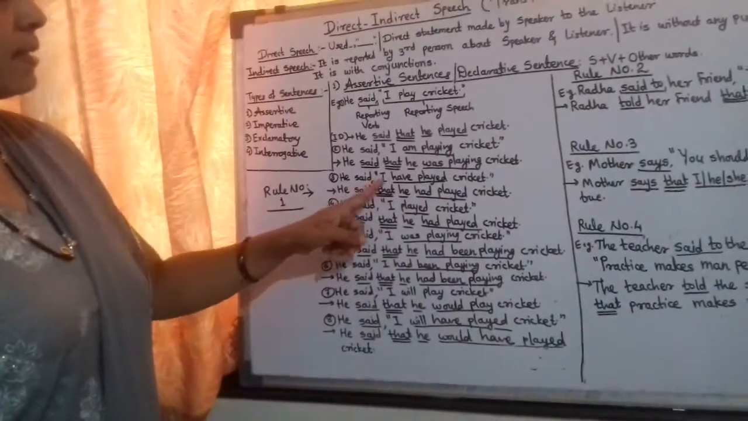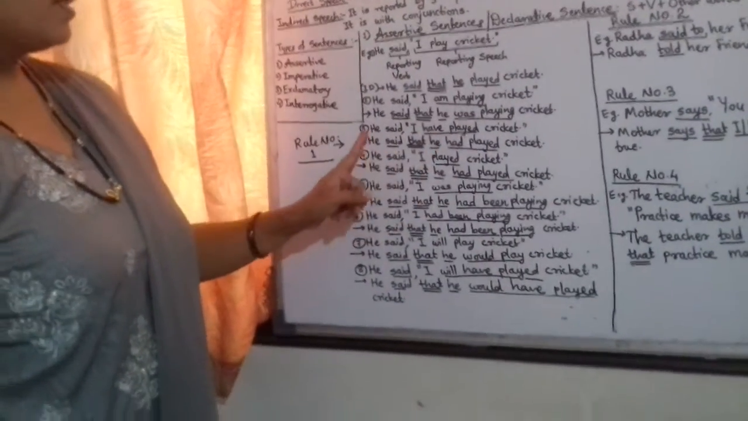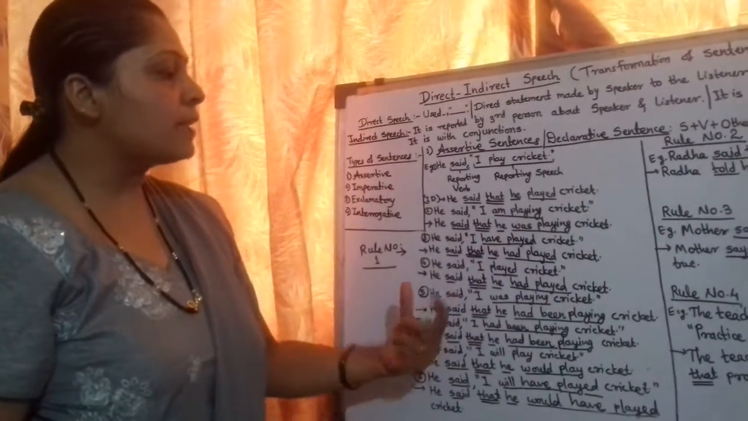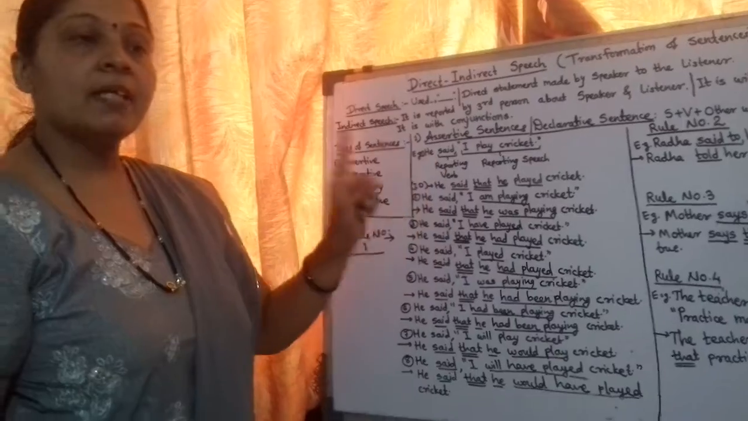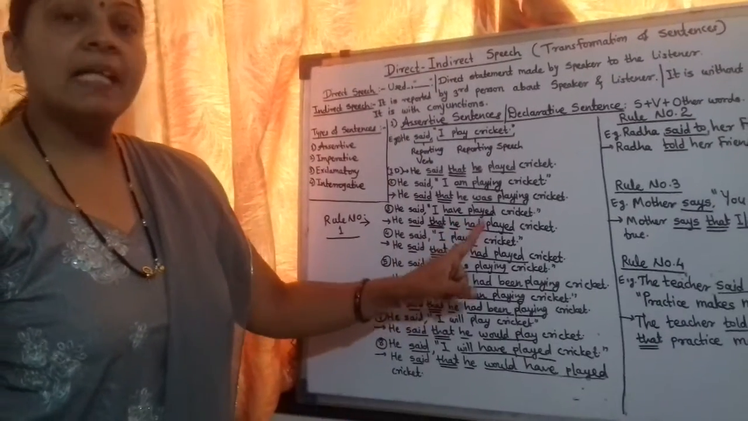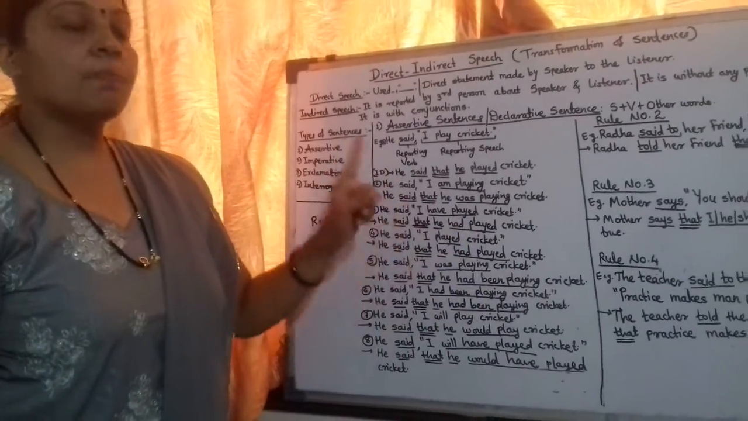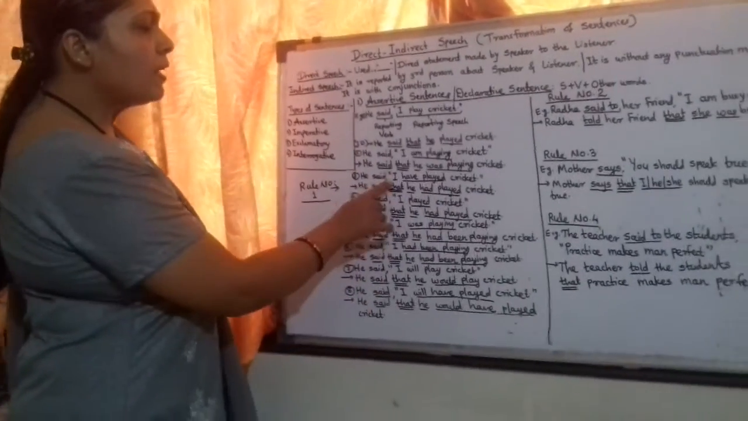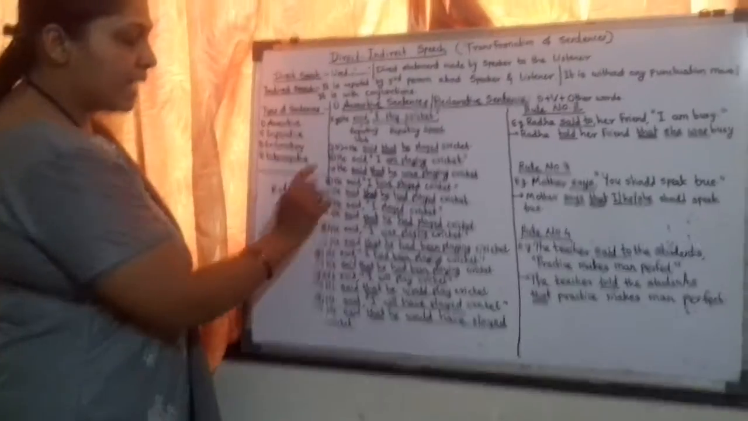Now, the third sentence, in the third tense: "I have played cricket." It will change in indirect speech. Have played will be converted into had played, that is, past perfect tense. The sentence will be the same. Everywhere we have to use the conjunction that.